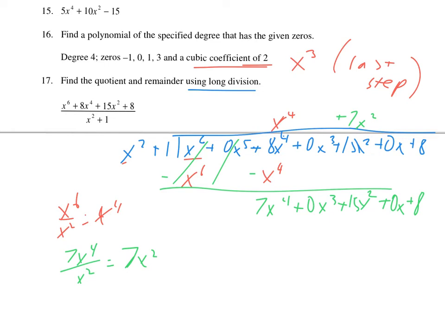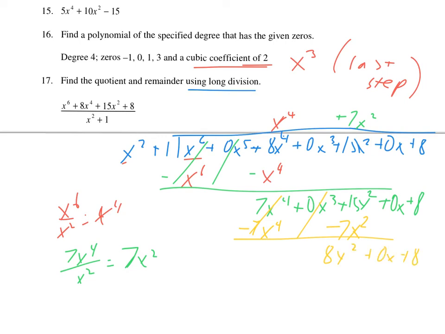And now I'm going to multiply that by the front and put that underneath. So then that becomes -7, or actually it's positive 7x to the fourth, but then I switch it to negative. And then 7x squared, which I'll also switch to negative. So now we can add down. These cancel, there's nothing there. So then I get 8x squared plus 0x plus 8.